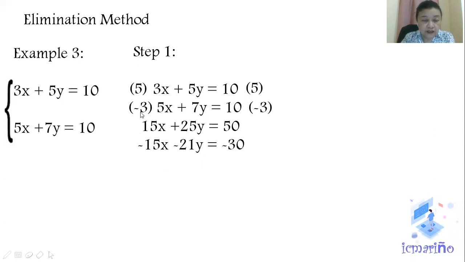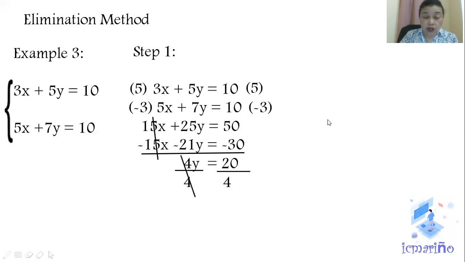Okay, next equation, negative 3 times 5x equals negative 15x. Negative 3 times 7y is negative 21y. And 10 times negative 3 is negative 30. So this time, we can already eliminate 15x and negative 15x. And 25y minus 21y equals 4y, and 50 minus 30 is 20. And now we can divide both sides by 4 so that we can have the value of y, which is equal to 5.